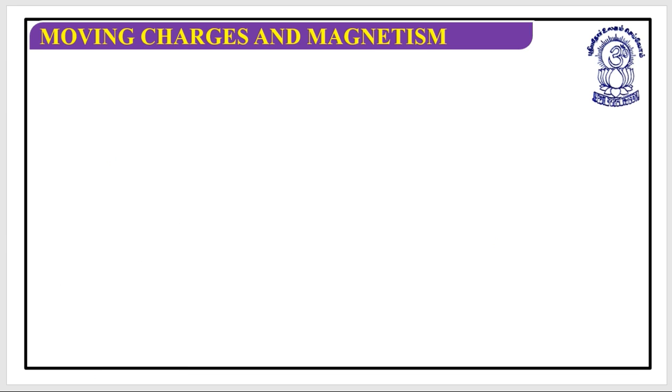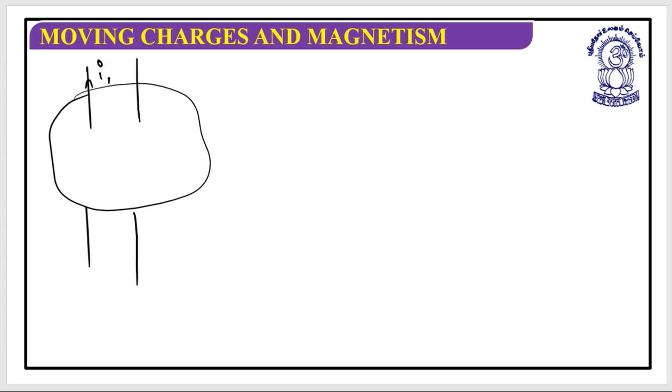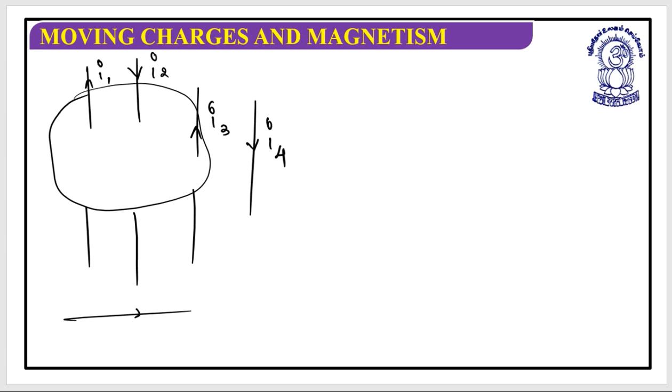Let's have a practice of it. Suppose this is a circular loop and there are certain current elements: I1, I2, I3, I4, and I5. The direction of the loop is in this direction, that means it is in clockwise direction.